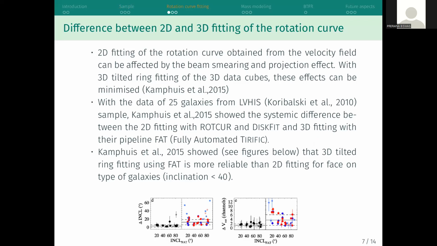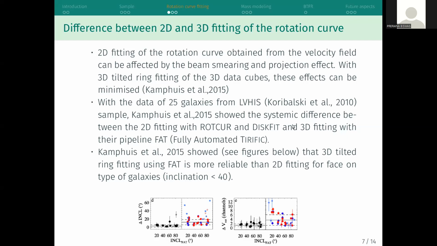So what Lelli et al. did is they took the data from the literature, and mostly all the interferometric data, they used 2D kinematical modeling and found V flat from the rotation curve. But there is a key difference between doing the 3D modeling and the 2D modeling, because in the 2D modeling, the result can be affected by beam smearing, or there can be projection effects.